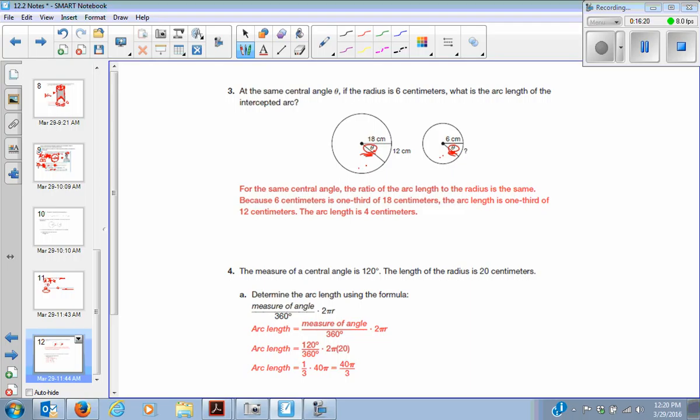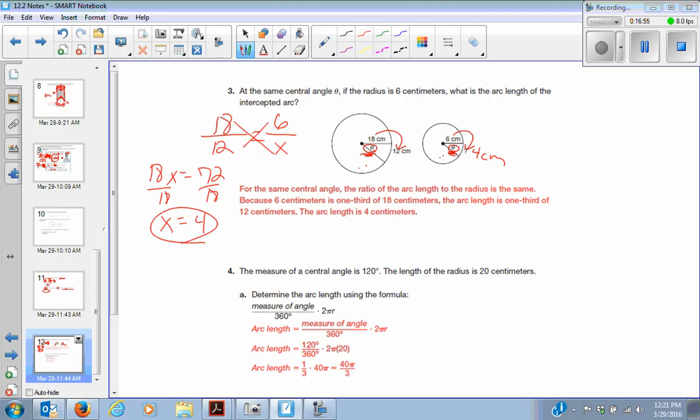But because they are, I can see 18 compares to 12, just like 6 compares to unknown. So 6 compares to x. Again, proportion, cross multiply. We get 18x equals, and that's going to be 72. Divided by 18, divided by 18, and we get x equals 4. So the length of this right here would be 4 centimeters long.